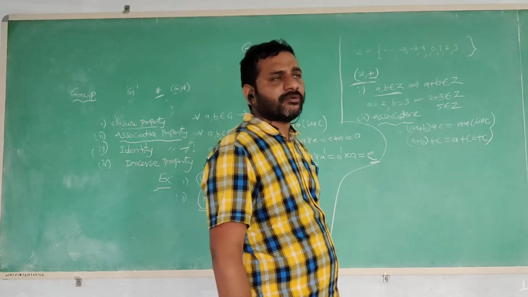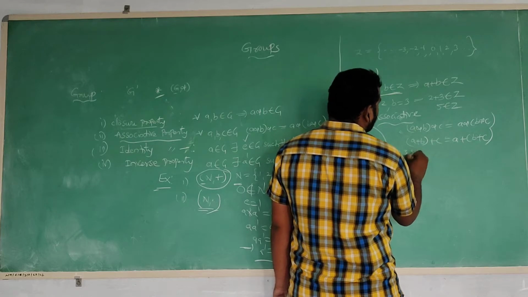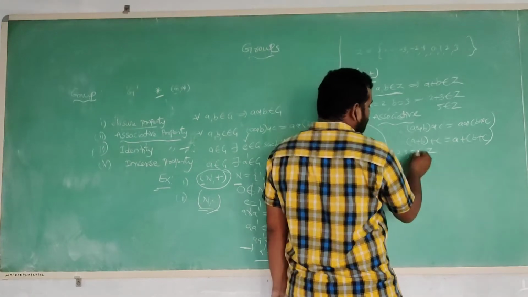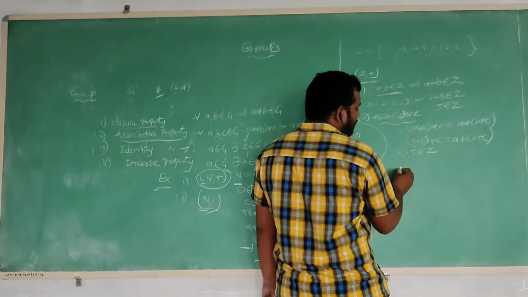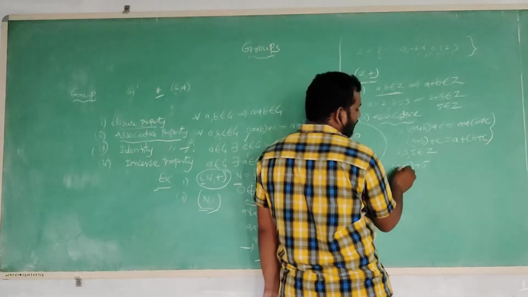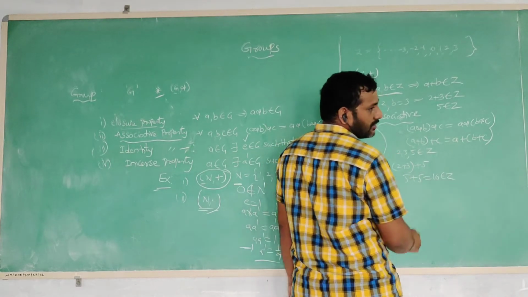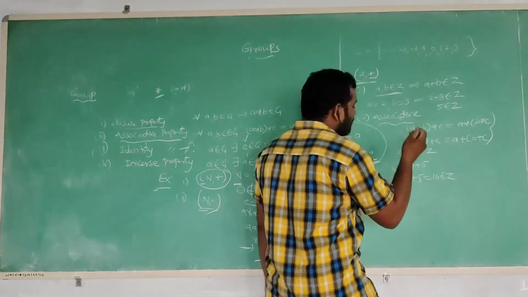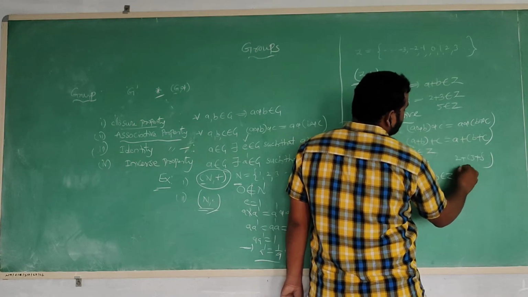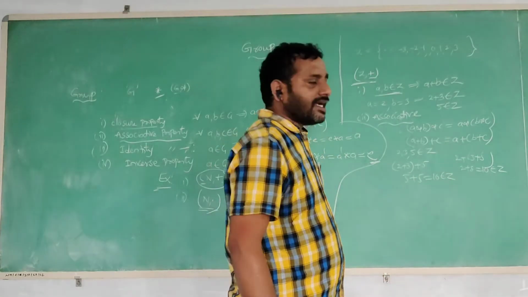This property is satisfied. Suppose, for example, I take 2, 3, and 5, which belong to Z. Now I want to check. Taking the left-hand side, 2 plus 3 plus 5: 2 plus 3 is 5, and 5 plus 5 equals 10. 10 also belongs to Z. Similarly, 2 plus (3 plus 5) equals 2 plus 8, which equals 10. 10 also belongs to Z.